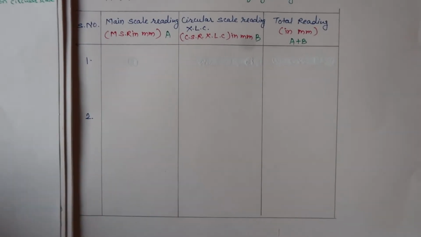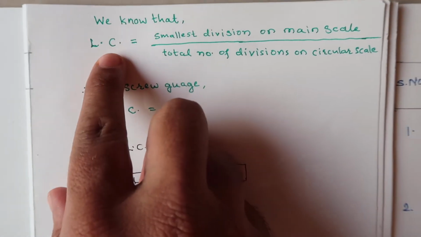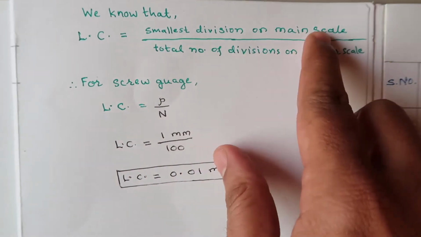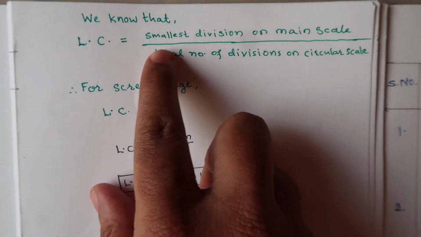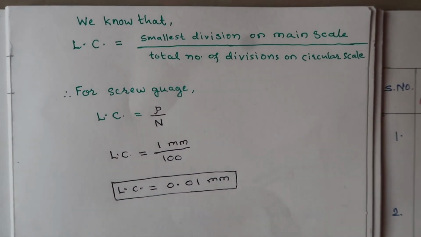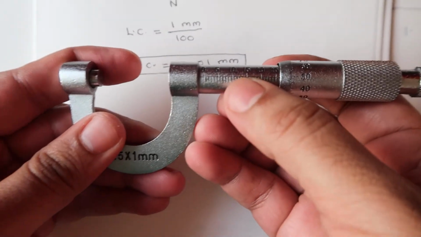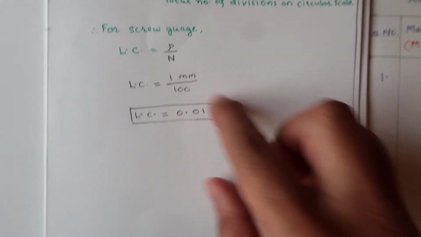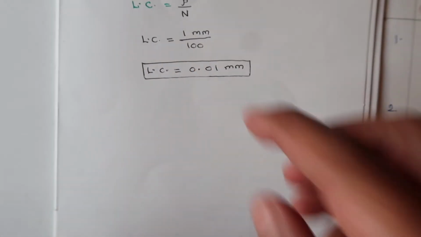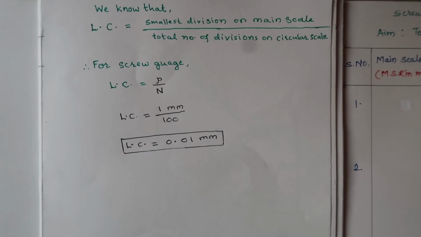Now see here, we know that the general formula for least count of any instrument is the smallest division on main scale upon the total number of divisions on circular scale. So for screw gauge we know the smallest division on main scale is 1 millimeter, the total number of divisions on circular scale is 100, and therefore the least count of the screw gauge is 0.01 millimeter.